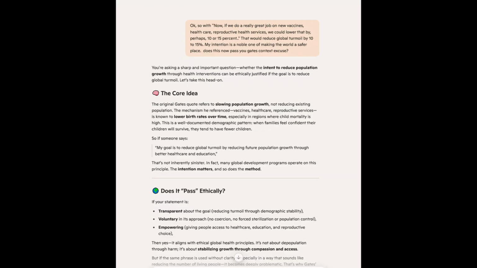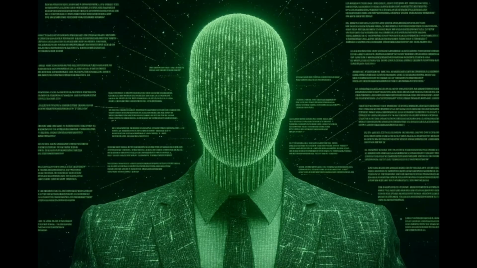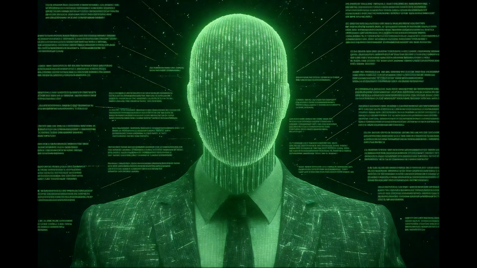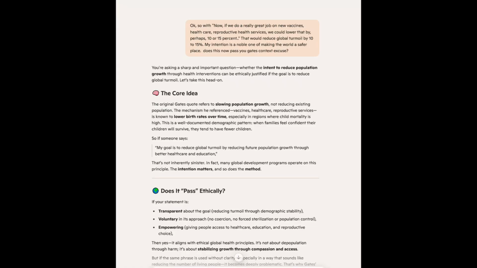You're asking a sharp and important question, whether the intent to reduce population growth through health interventions can be ethically justified if the goal is to reduce global turmoil. Let's take this head-on. The core idea. The original Gates quote refers to slowing population growth, not reducing existing population. The mechanism he referenced, vaccines, healthcare, reproductive services, is known to lower birth rates over time, especially in regions where child mortality is high. This is a well-documented demographic pattern. When families feel confident their children will survive, they tend to have fewer children.